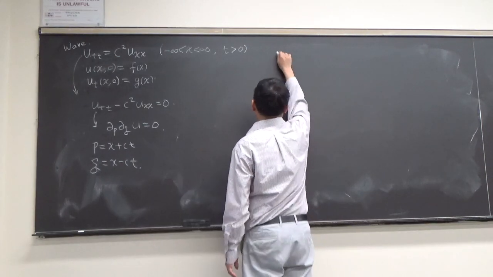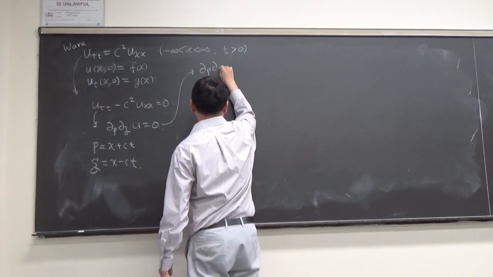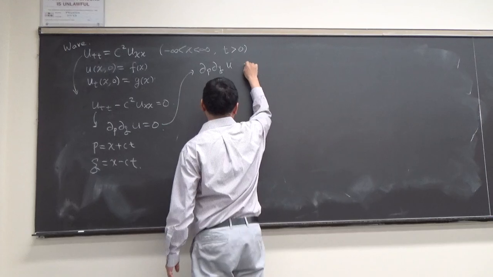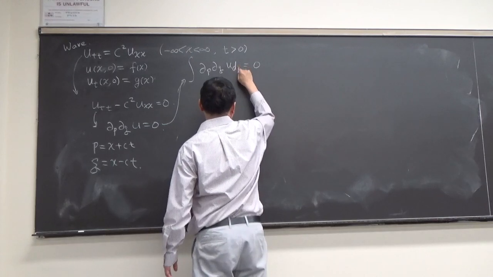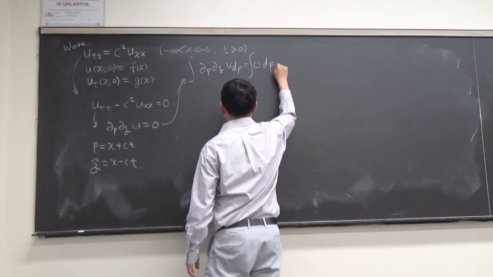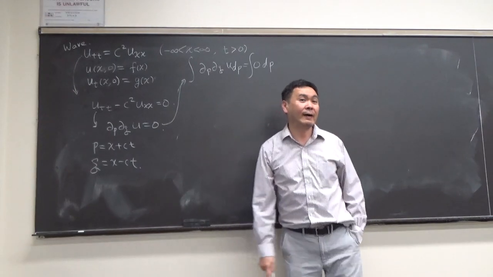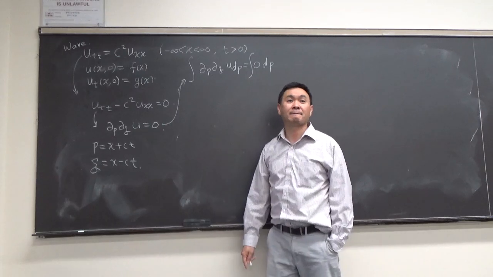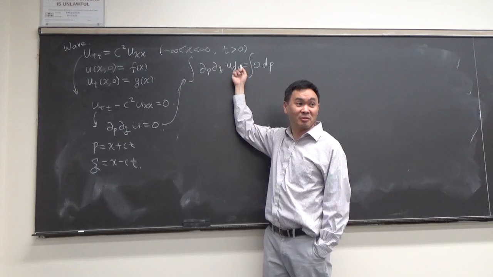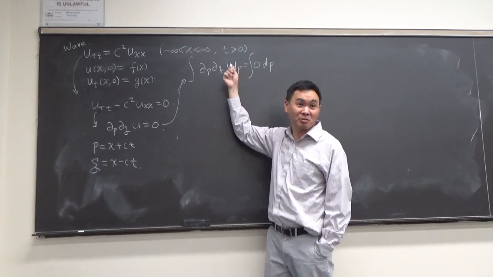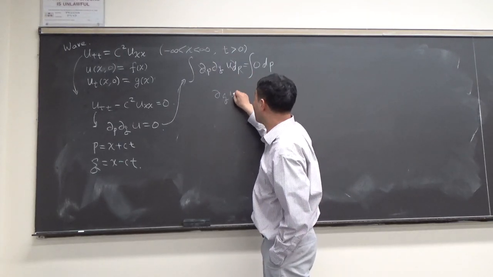Okay. So let's solve this one. I'm just going to integrate both sides by p. Now what happens on the left side? If you differentiate by p but integrate by p again, what happens? They cancel, right? So you get ρ_q equals u.